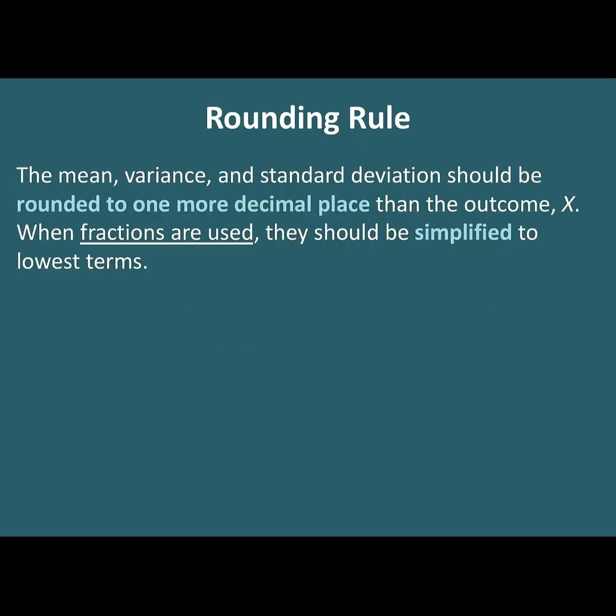Once again, let's remind ourselves of the rounding rule. The mean, variance, and standard deviation should be rounded to one more decimal place than the outcome. When fractions are used, they should be simplified to lowest terms. From the last example, you'll notice that our data values were based on whole numbers. That is, Americans that would take 0 trips per year, 1 trip per year, 2 trips per year, 3, and also 4 trips per year. Therefore, the mean that we found of 1.23, technically according to the rounding rule, should be rounded to the nearest tenths place, that is 1.2.